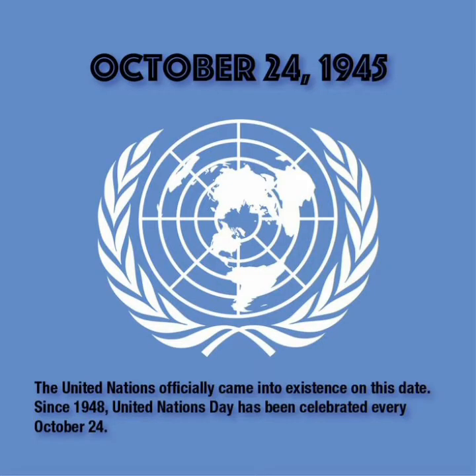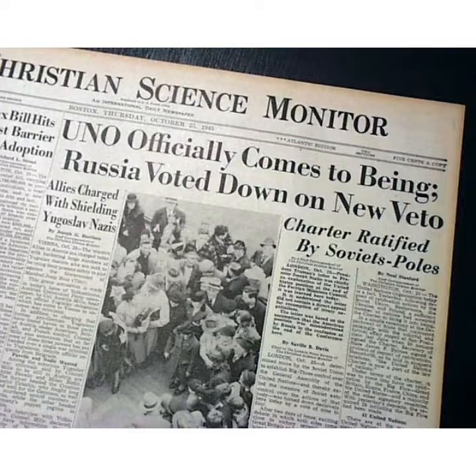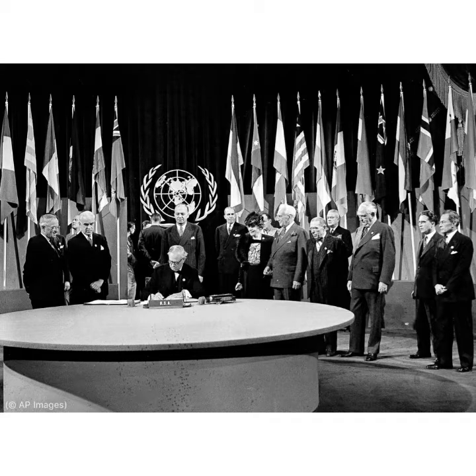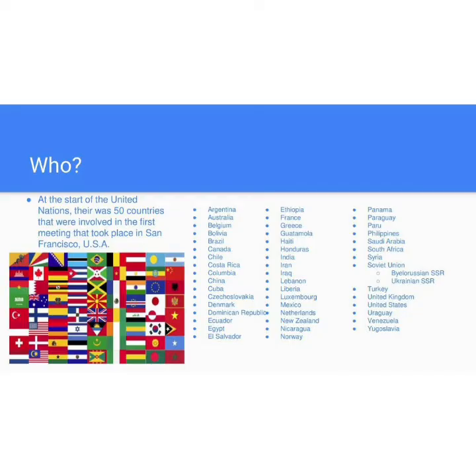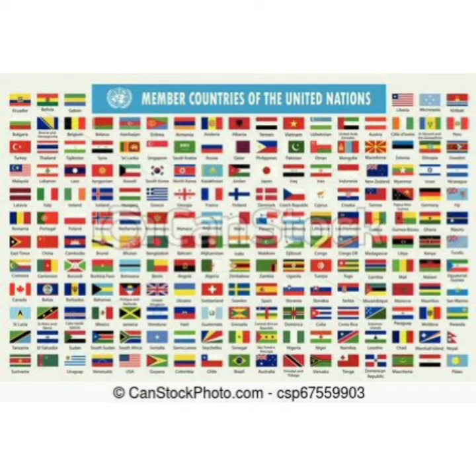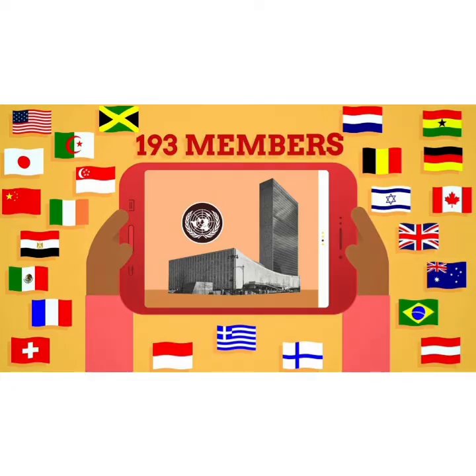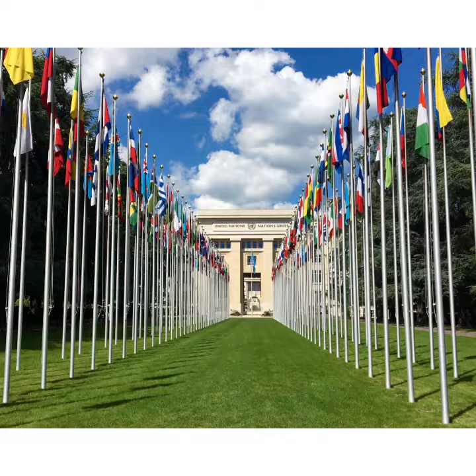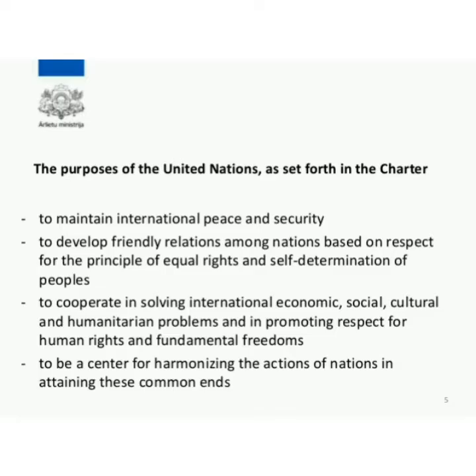The representatives produced a charter on June 26, 1945. It is a document that describes the aims of an organization, and it was signed by all the representatives who agreed with the aims of the organization. This organization came to be known as United Nations. So, the United Nations came into being on October 24, 1945.